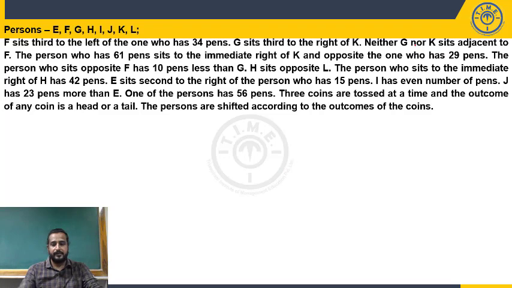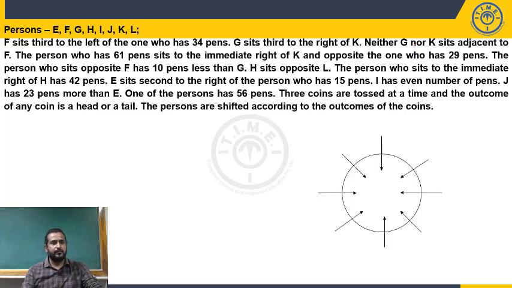Okay, so let's place them in a circle. What is the first clue? F sits third to the left of the one who has 34 pens, and you know in the examination the clues they will give you in the order. Just apply that.